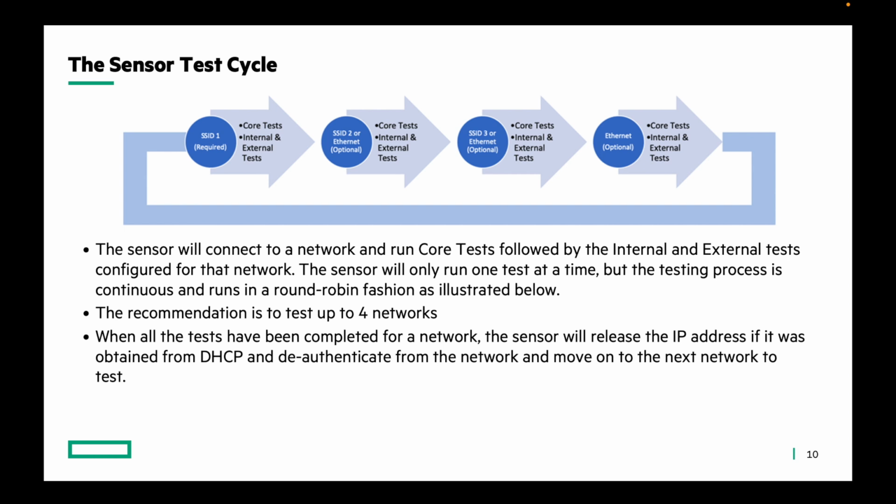The core test includes your DHCP response time, DNS, and gateway. If you have IPv6, we will also test V6 response time, or Slack. We also do captive portal, if you have a click-through splash page or something like that. After the core test, it will start testing your internal application tests, where it tests all of your websites, which could be internal web servers, data centers, or apps. And then it finally tests the external ones.